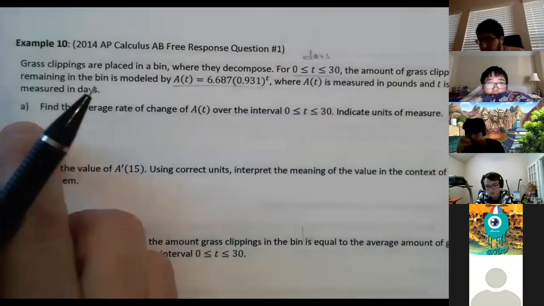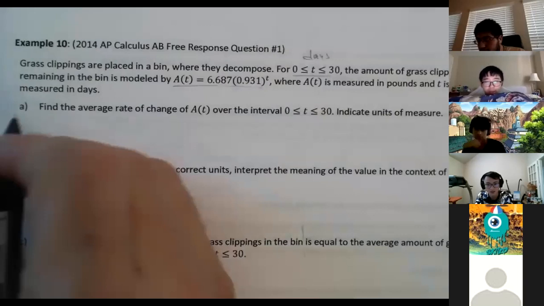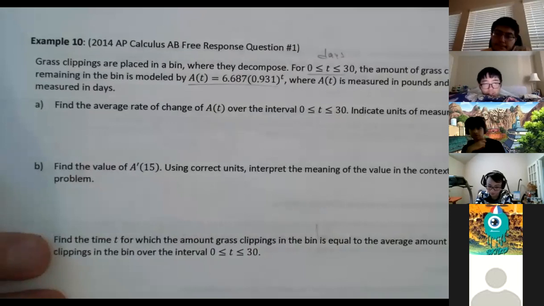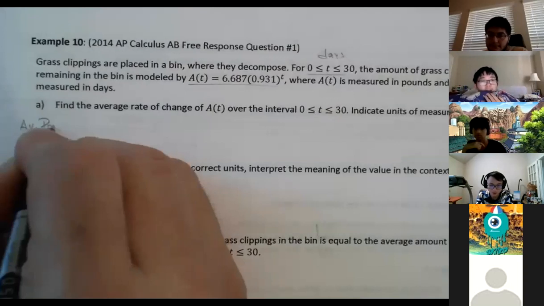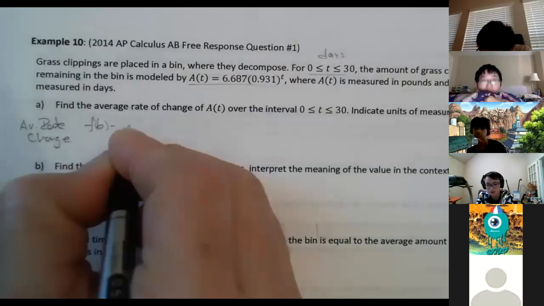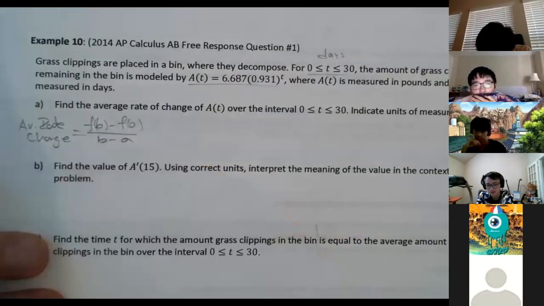So part A says, find the average rate of change. How do we find the average rate of change? You take the derivative. Not the derivative, that would be the instantaneous rate of change. Average rate of change is f of b minus f of a over b minus a. Exactly. Right? That's the average rate of change. So for us, in this, let's see.